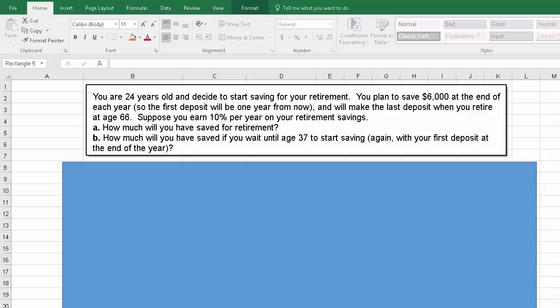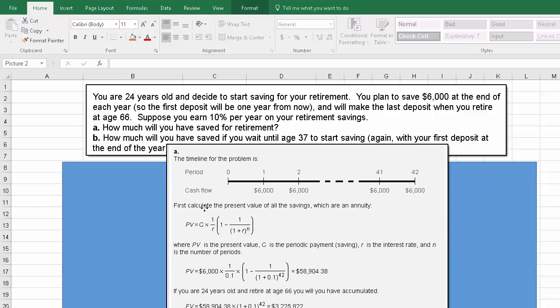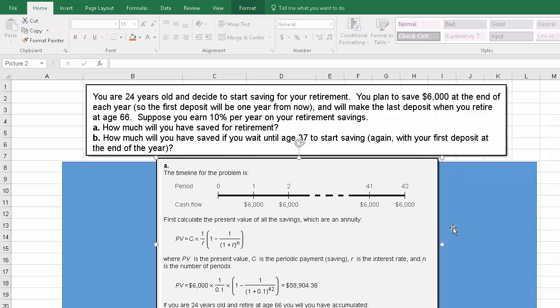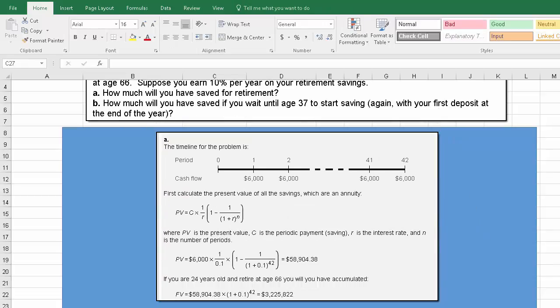Okay, and there's Part A and Part B. Part A says how much will you have saved for retirement, and Part B says how much will you save if instead you wait until age 37 to start saving. Okay, now there's a few ways you can solve this. Let's say you wanted to do this with a calculation.